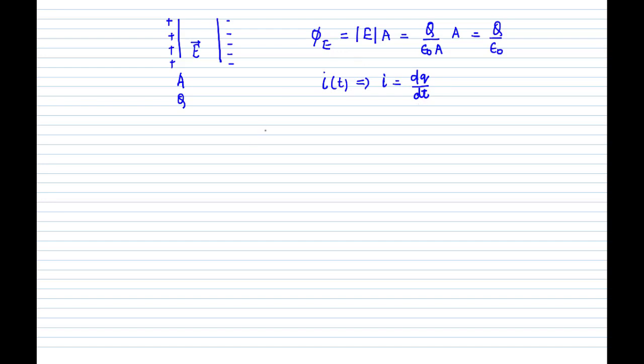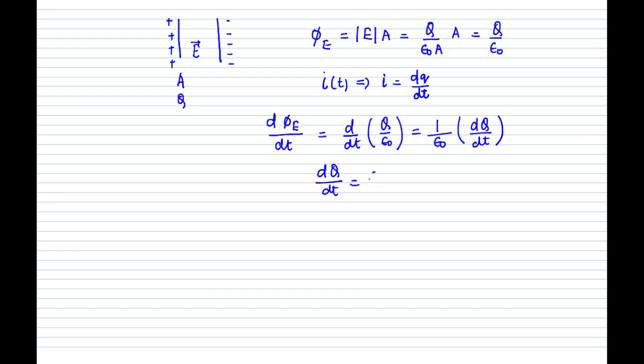So if we differentiate this electric flux phi with respect to time, then d phi E upon dt will be equal to d by dt of q upon epsilon naught. This epsilon naught is the permittivity of free space, so this is a constant, and this will be dq upon dt. So from here we get dq upon dt is equal to epsilon naught d phi E upon dt.